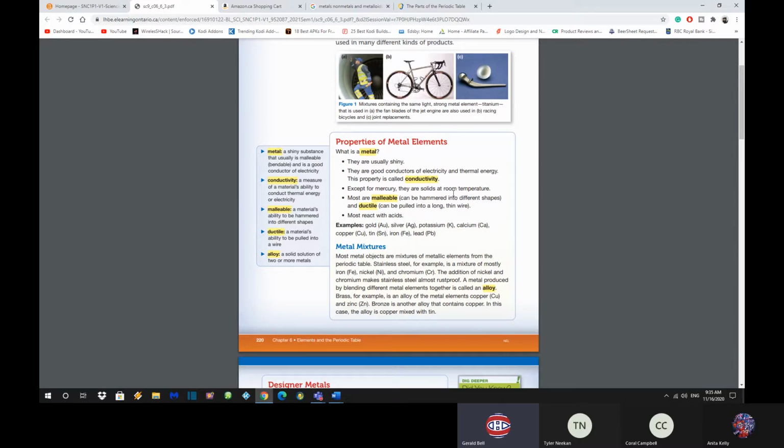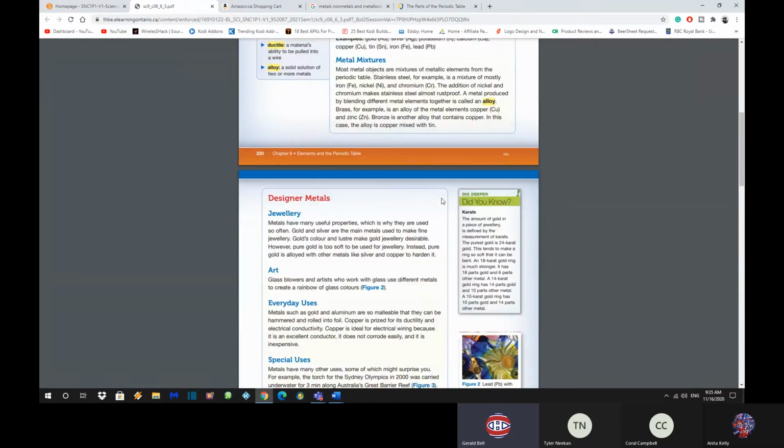Metal mixtures. Most metal objects are mixtures of metallic elements from the periodic table. Stainless steel, for example, is a mixture of mostly iron, nickel, and chromium. The addition of nickel and chromium makes stainless steel almost rust-proof. A metal produced by blending different metals together is called an alloy. Brass, for example, is an alloy of the metal elements copper and zinc. Bronze is another alloy that contains copper. In this case, the alloy is copper mixed with tin.